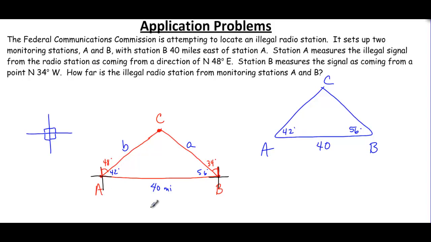So I like to draw this picture bigger if I can, because you want to be able to see all the detail. And then off to the side, I just draw my triangle without all the extra bearings part, just the information I need. And now this is what we've done in 13.5 and 13.6, our law of sines and law of cosines.